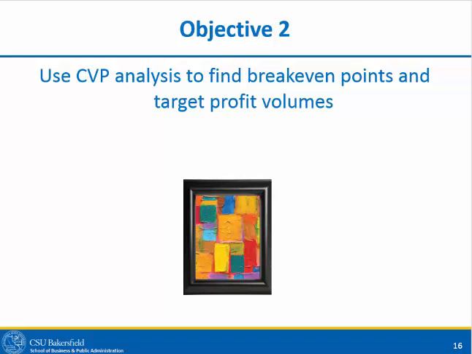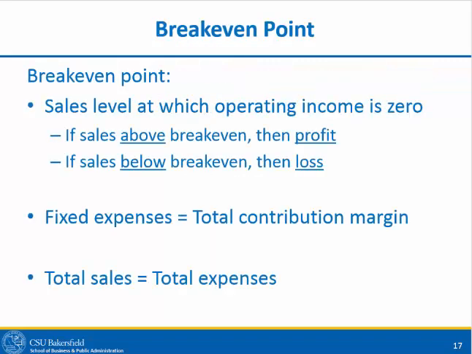So we're going to talk about how to use the CVP analysis to find break-even points and target profit volumes. So what is break-even? I guess many of you have taken econ classes already. The break-even point is the sales level at which operating income is zero. If sales are above break-even, then you get a profit. If the sales are below break-even, then you have a loss. So break-even is where you have the same cost and the same revenues. So basically, you earn nothing.